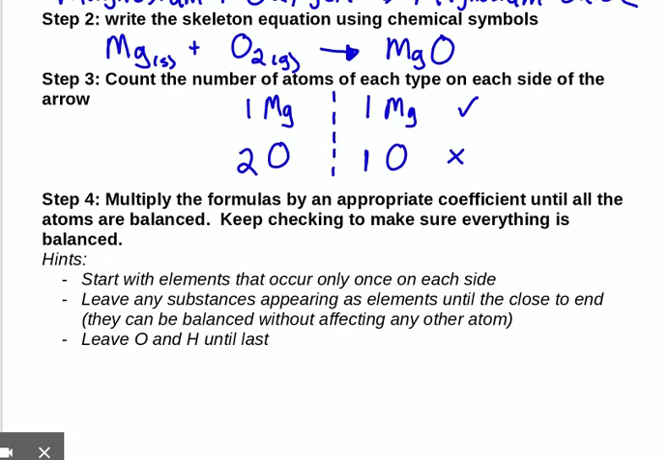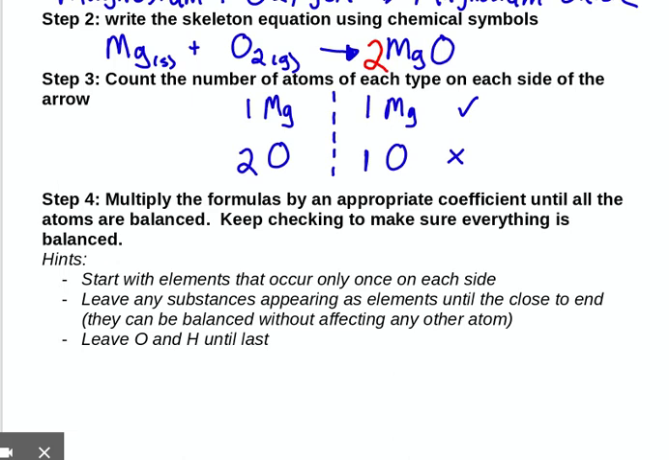When I start multiplying or adding coefficients, you always have to keep checking to make sure everything else is balanced. My hint said leave oxygen till the end, but in this example, oxygen is the only one I need to fix. So to do that, because I have 2 oxygens on my reactant side, and I only have 1 on my product side, to make it equal, I can multiply this side by 2.